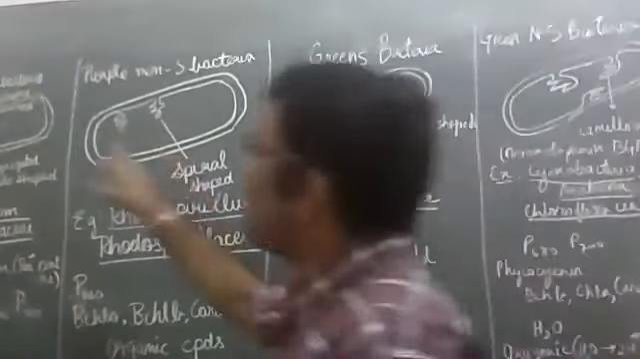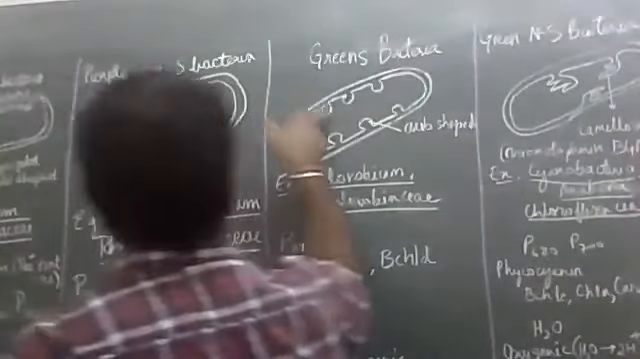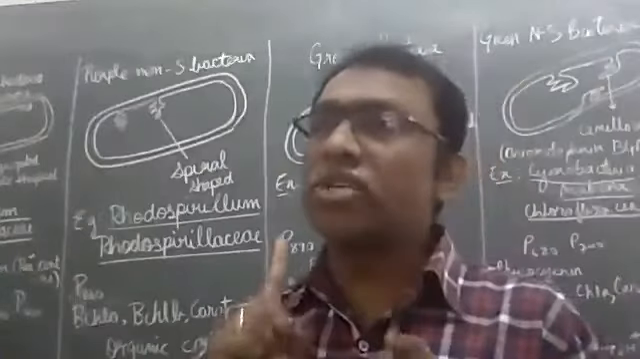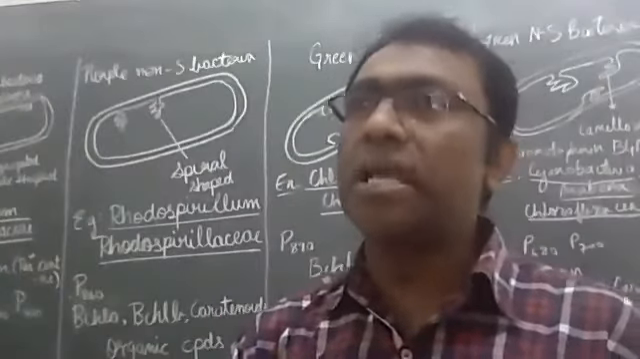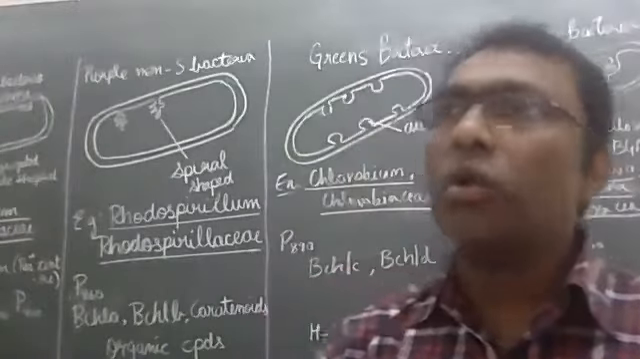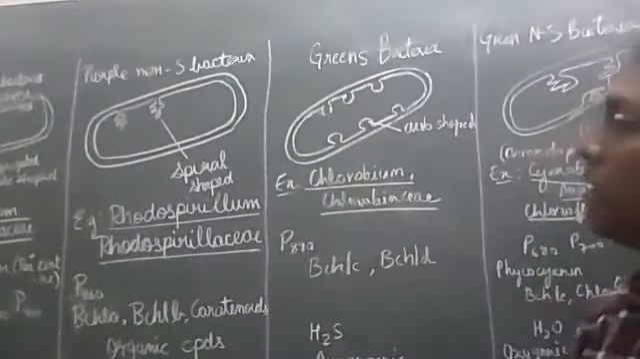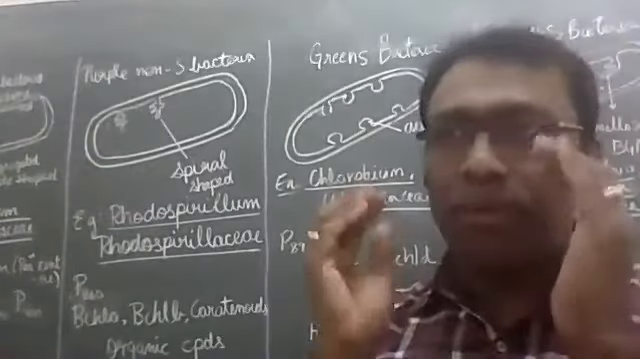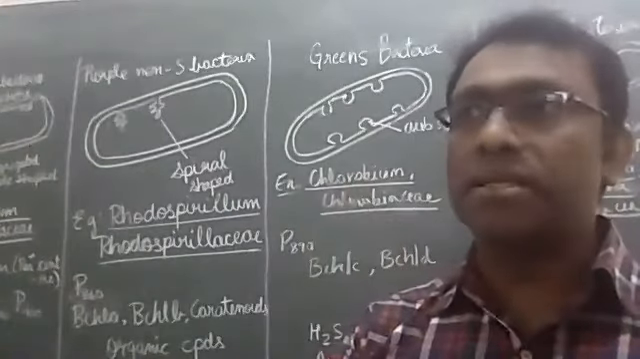Okay. What are these structures seen inside? These structures, what you see inside, are called chromatophores. What are they called? Chromatophores. That's a place where the photosynthetic apparatus is situated.